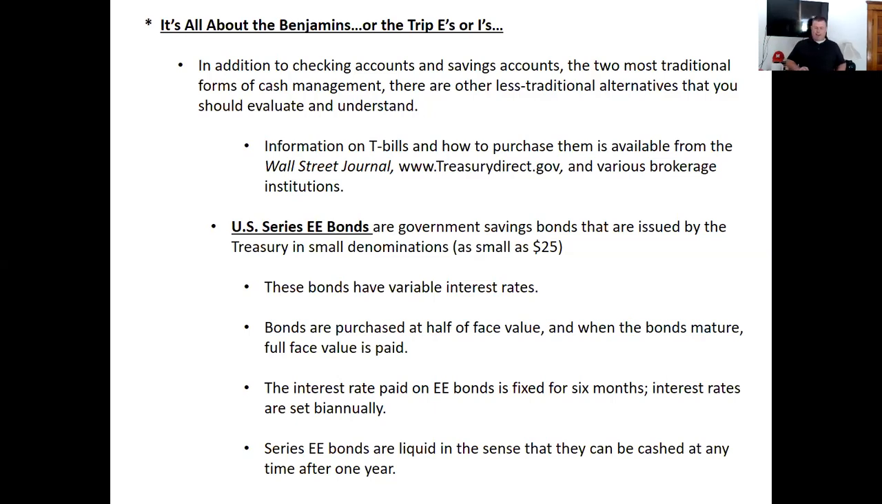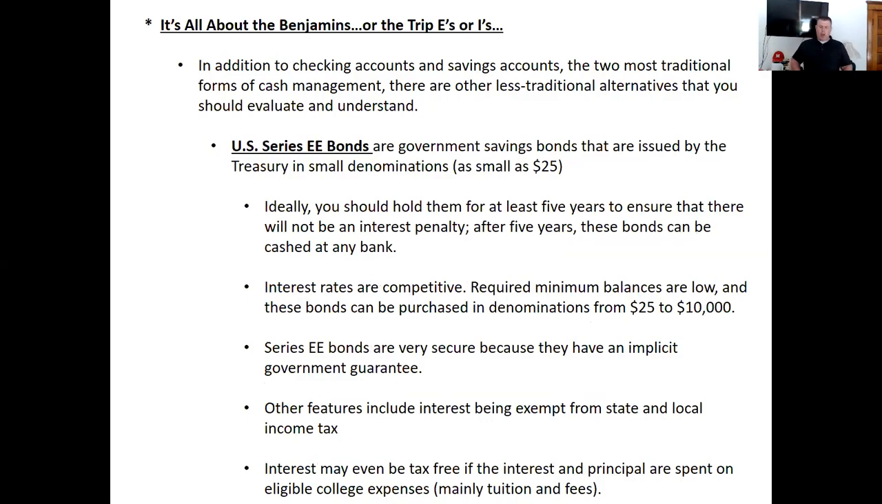And Series EE bonds are liquid in the sense that they can be cashed in anytime after 1 year. Ideally, you should hold on to them for at least 5 years to ensure there will not be an interest penalty. After 5 years, those bonds can be cashed at any bank. Interest rates are competitive on them. Required minimum balances are low. You can purchase them, like I said, in denominations from $25 to $10,000. They are very secure because they have that implicit government guarantee again.